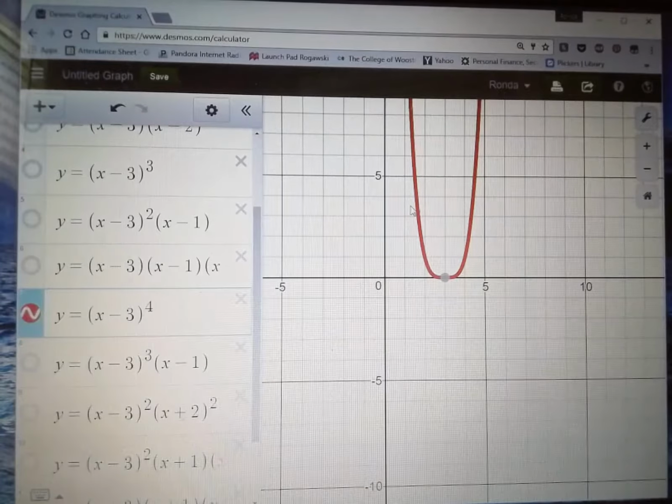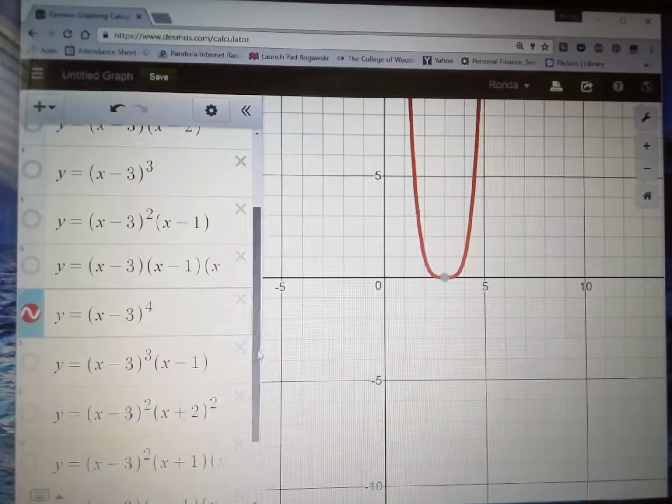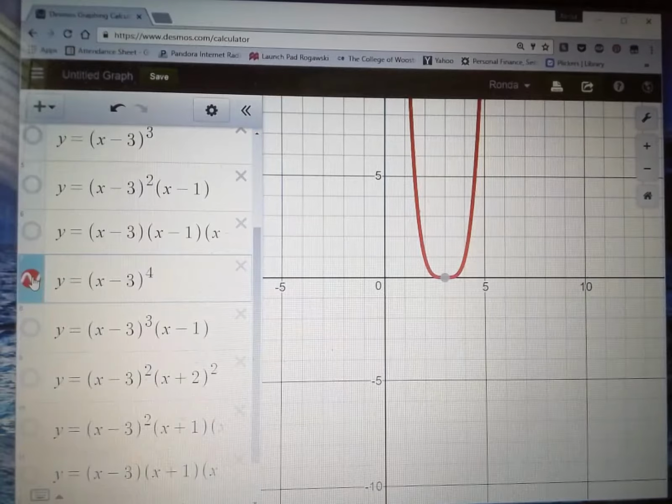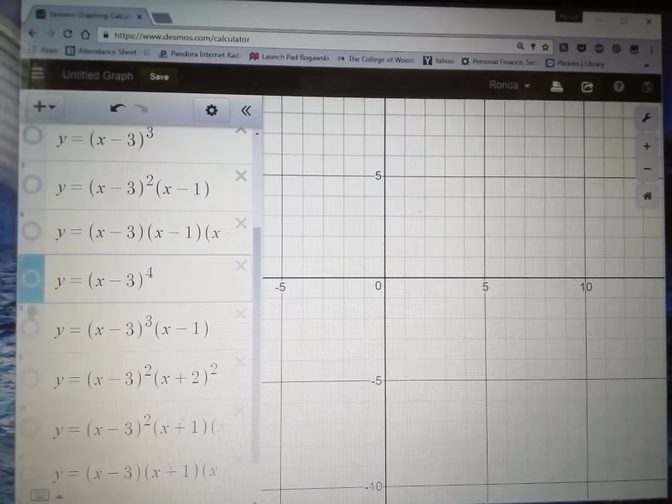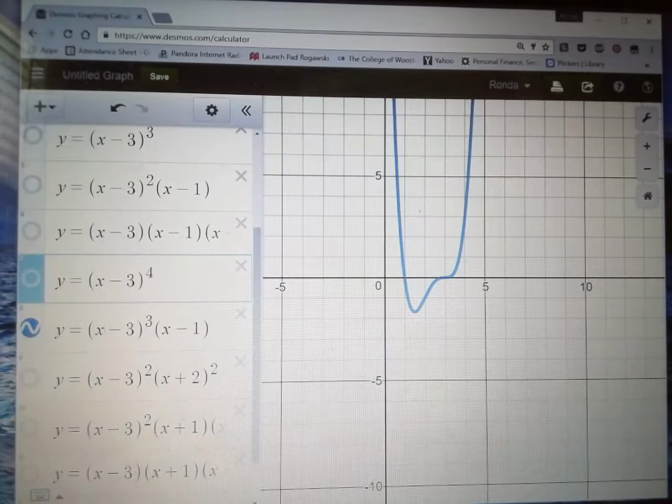Okay, so this one just has one turnaround point because it's got 4 distinct factors. Also, I would like to point out that this is a bump as well. And so there's a connection here between the number of times that the factor shows up and when I get this turnaround versus when I get the cross. So we're going to talk about that more in detail in the next lecture, but I'm just kind of pointing it out.